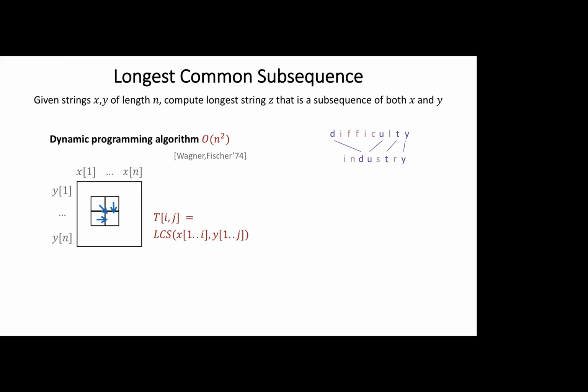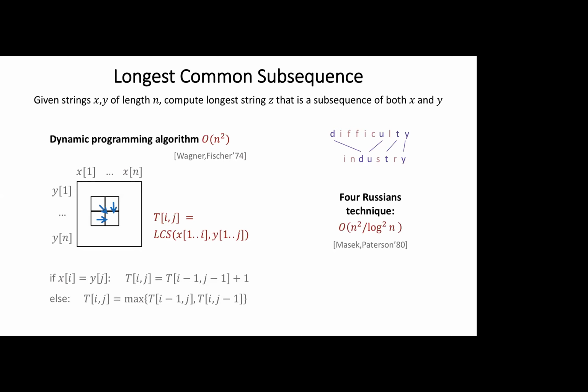It builds this huge n by n table, and the entry at position i, j stores the length of the LCS of the first i symbols in x and the first j symbols in y. Then there's this very short piece of code that fills out one table entry in constant time. There's a slight improvement by some log factors, but that's basically the best known running time that we have, at least if you only look at the input size n.